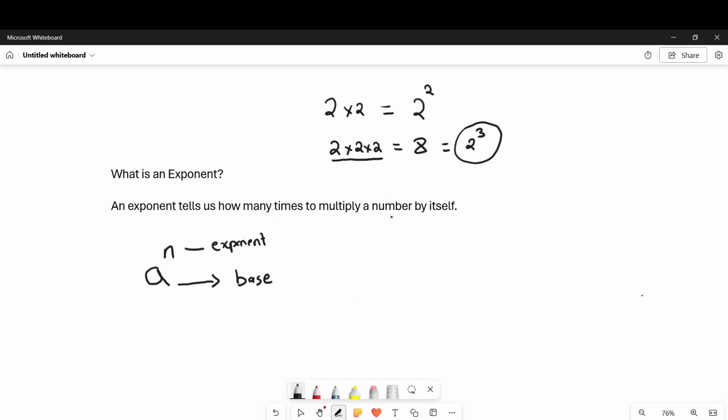We can write any number. For example, a raised to 100. What does it mean? That means a is multiplied by itself 100 times. So instead of writing the whole line, we can simply write a to the power 100. This is the basic definition of an exponent function.